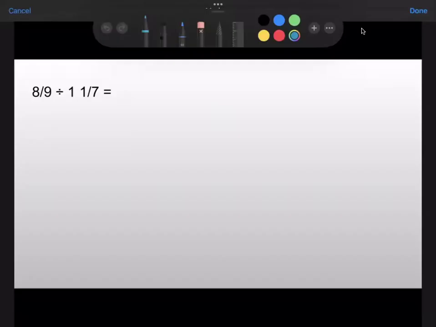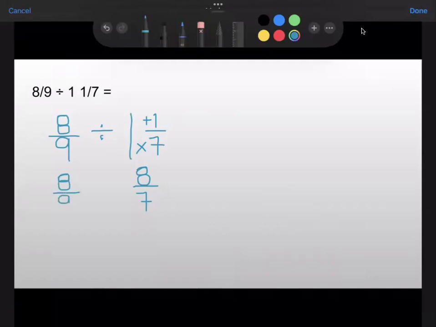Okay, here is our last example for today's video. We're going to take 8 over 9, and I'm going to rewrite that here, and divide it by 1 and 1 over 7. So before I do keep, change, flip, I'm going to turn that 1 and 1/7 to its improper fraction form. That means it's going to stay over 7, but I need to multiply 7 times 1 and add the 1 at the top. So 7 times 1 is 7, plus 1 is 8. So this is 8/7. So what we're really doing is taking 8/9 and dividing it by 8/7.